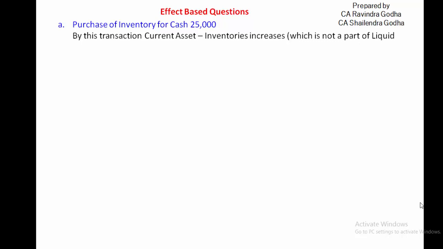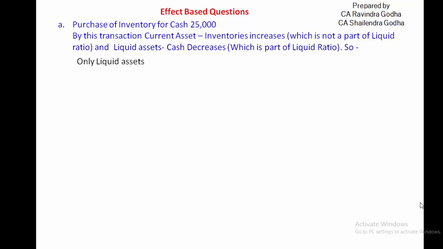Next are effect based questions. First case is purchase of inventory for cash rupees 25,000. By this transaction, current asset inventory increases, which is not a part of liquid ratio, and liquid asset cash decreases, which is a part of liquid ratio. So only liquid assets, meaning the numerator, decreases. So liquid ratio will decrease. Remember that inventory is added in current assets, not in liquid assets. So only cash decreases. So we are focusing only on cash, not on inventory.